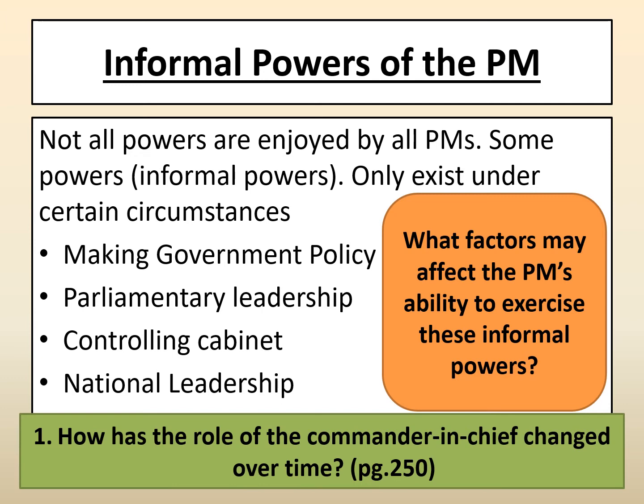In terms of controlling their cabinet, this can all be down to maybe just their personality or who they're friends with. If they've got lots of allies in their cabinet, they might be able to easily control their cabinet. Whereas if they've got lots of foes or people that don't necessarily agree with them all the time, it might be more difficult to get them on side and get them to agree with the Prime Minister.